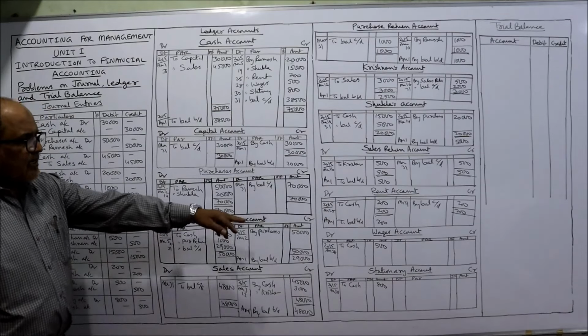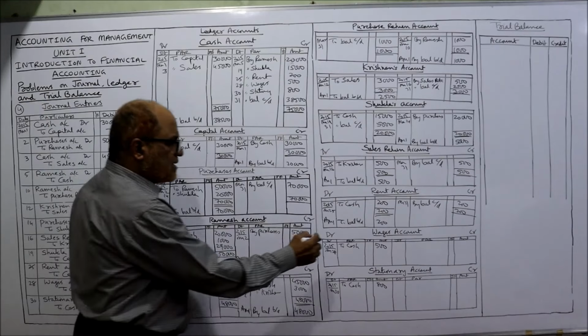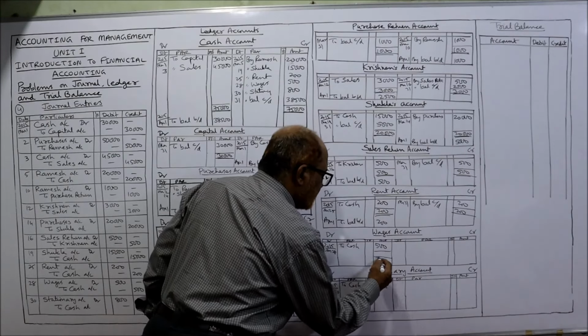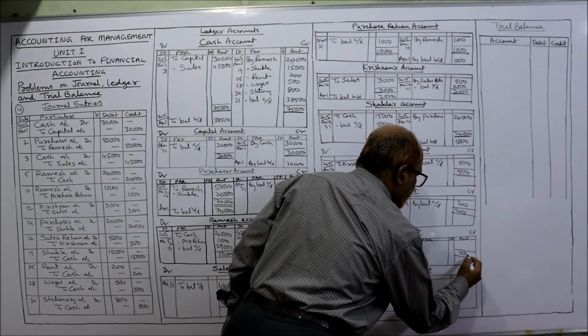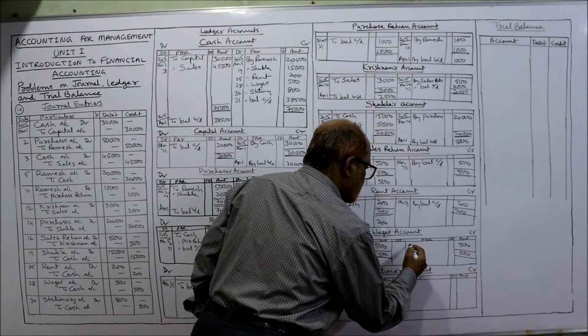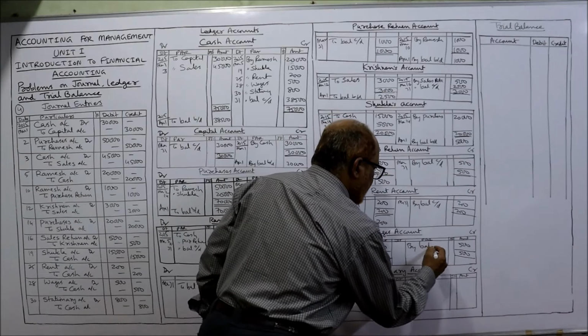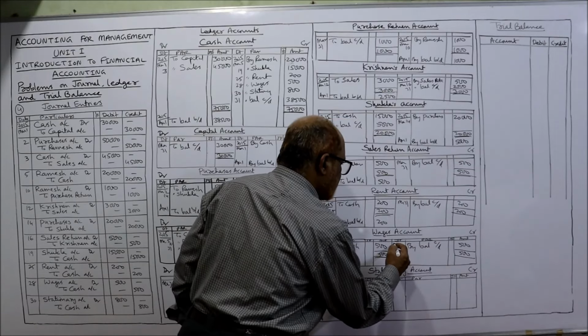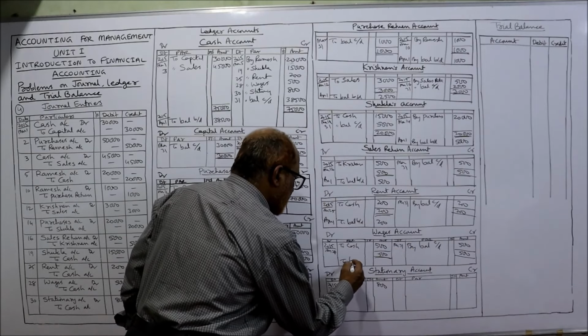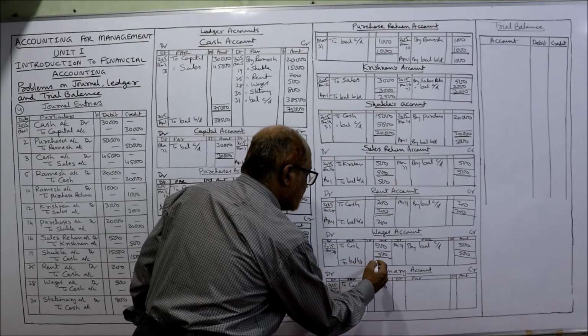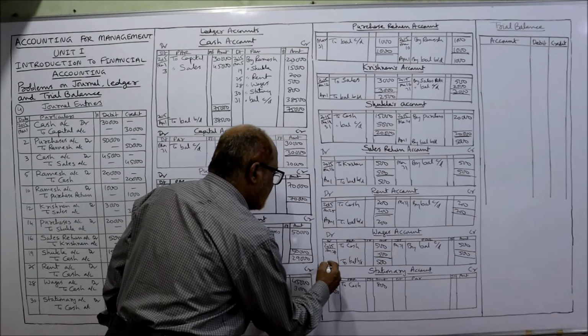Now the next one is wages account. In the wages account, only on the debit side we have 500. The same 500 I am taking. Here also 500 I am taking, 500, by balance carried down. It is March 31st. Here to balance brought down, it is 500. April 1st.